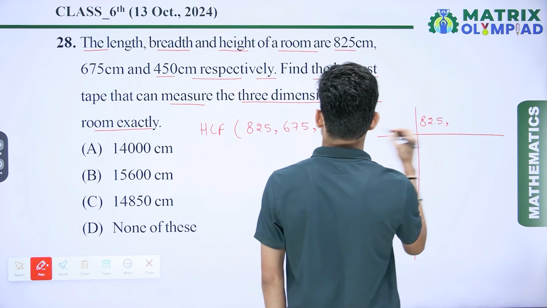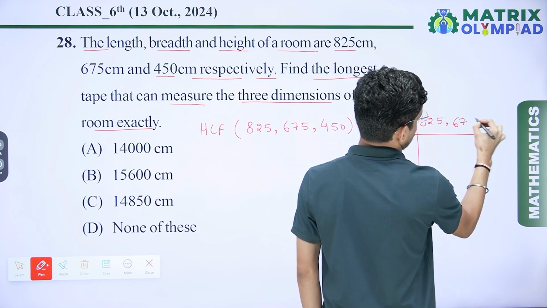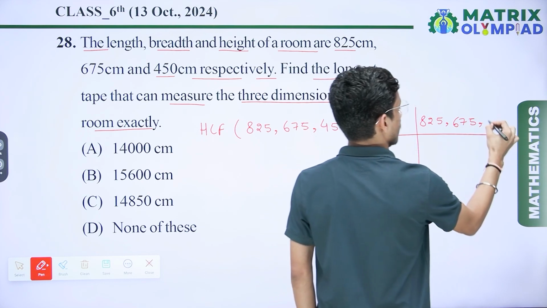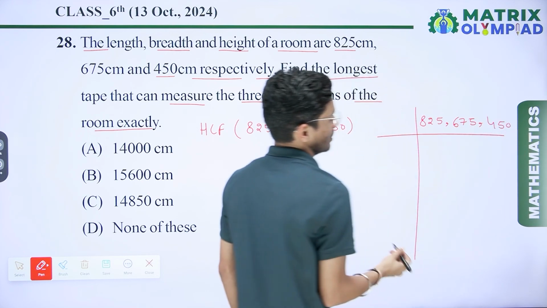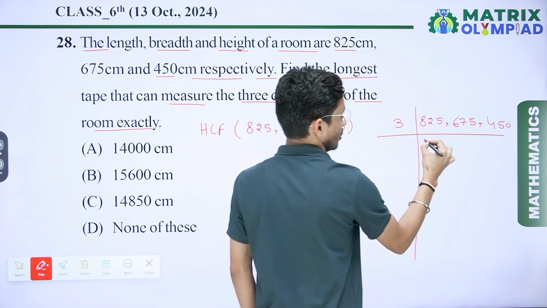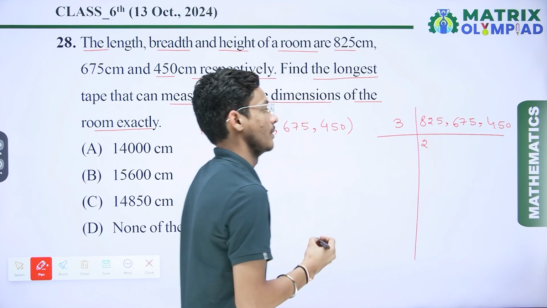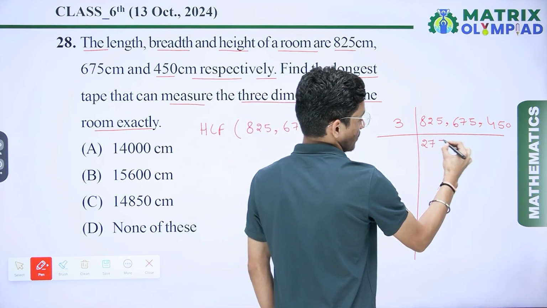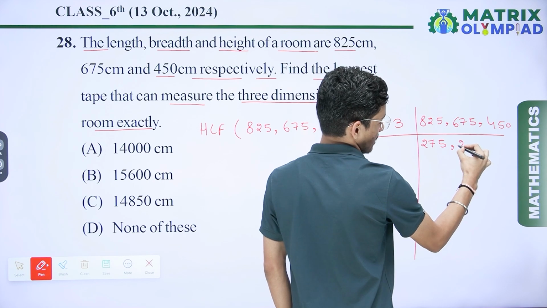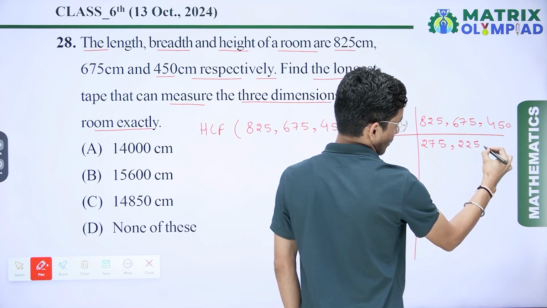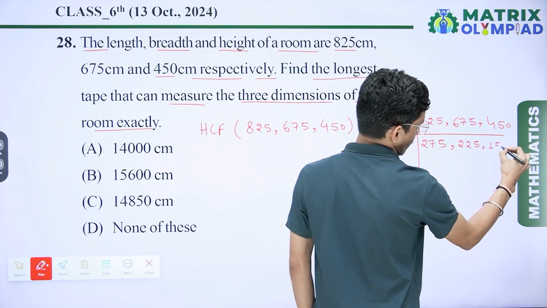825, 675, 450. So first I take 3: 3 twos are 6 and remaining 2, 3 sevens are 21 and 5 threes are 15. So here 3 twos are 6, 3 twos are 6 and 5 threes are 15. Now here 3 ones are 3, 3 fives are 15 and 0.